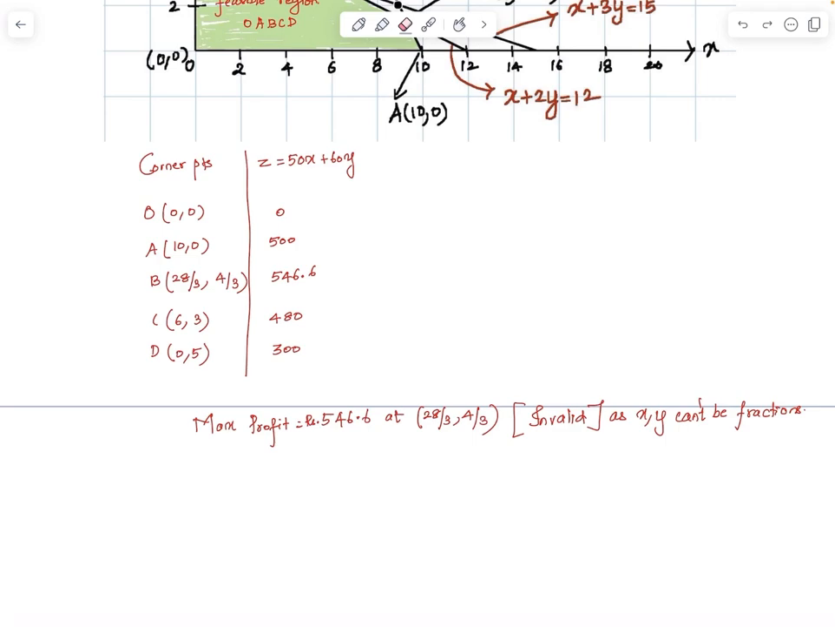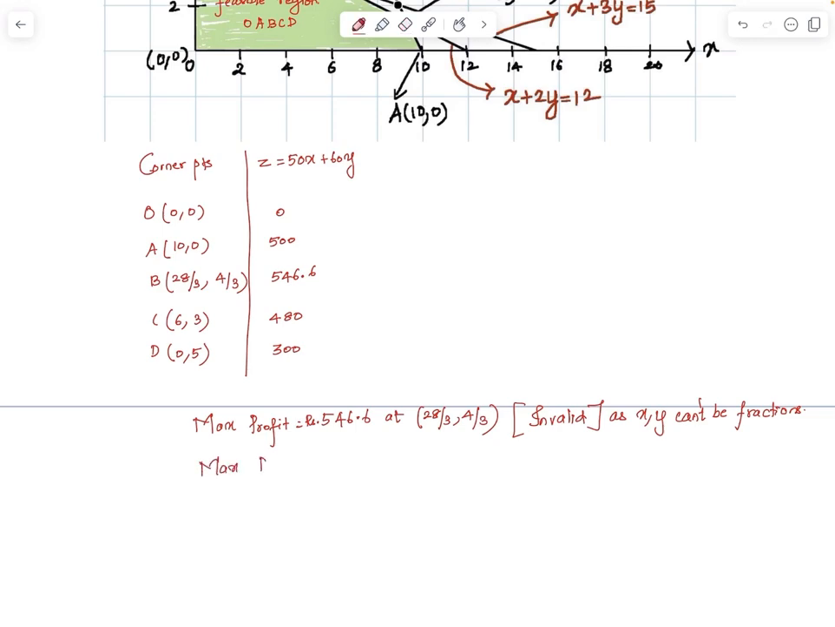The next highest according to the table is 500. 500 occurs at 10, comma 0. That is x is 10 and y is equal to 0. So in the question, we don't have a clue that either of type A or type B can be equal to 0. So we don't consider that also. So we consider now 480 as the maximum.